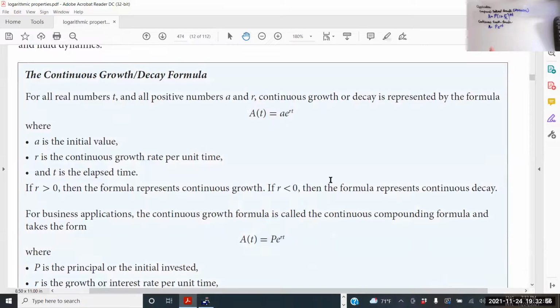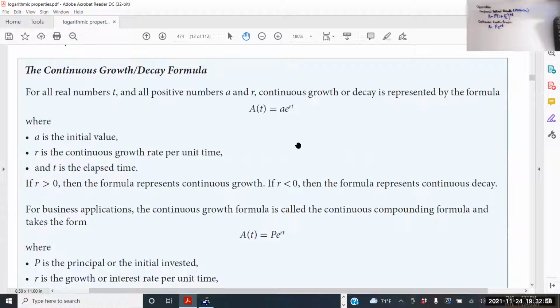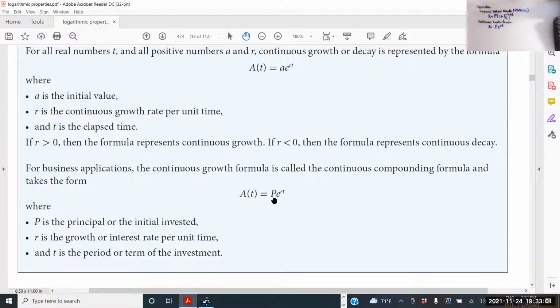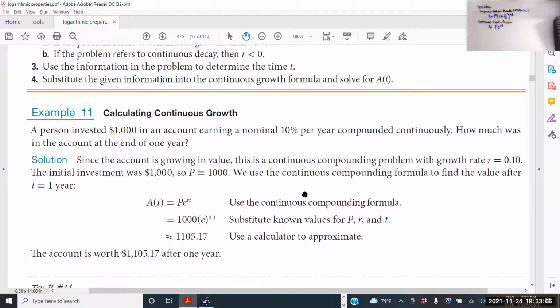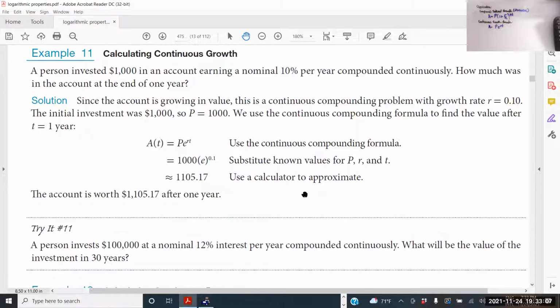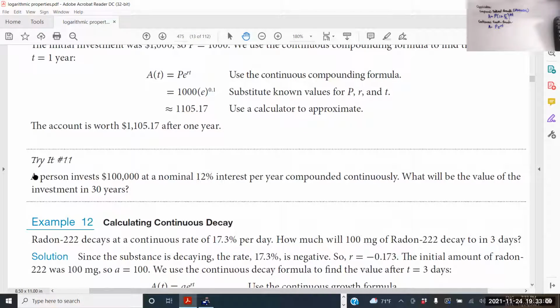Okay, so this is the formula. A is P e to the rt, the PERT, I call it. So let's go ahead and do one example. Okay, right here. Yeah, let's try this one.